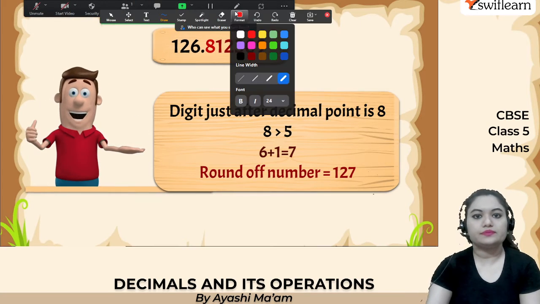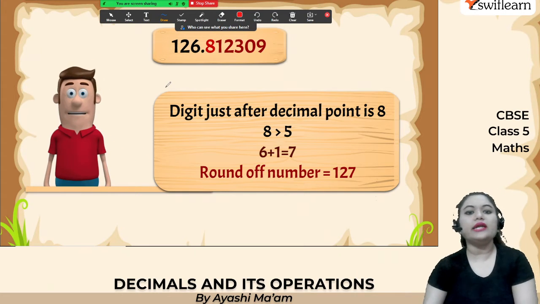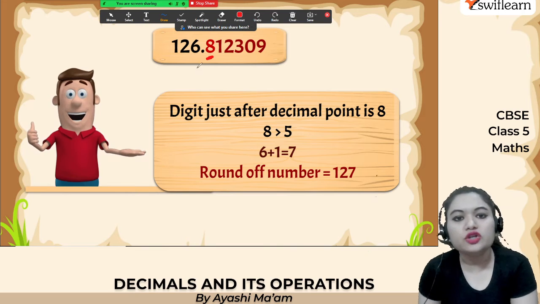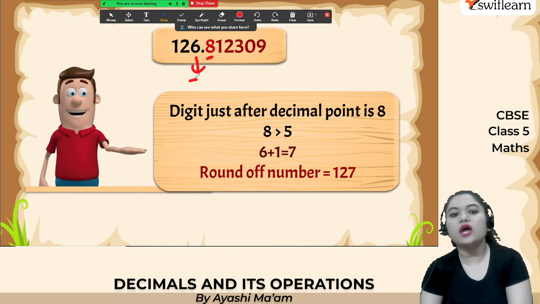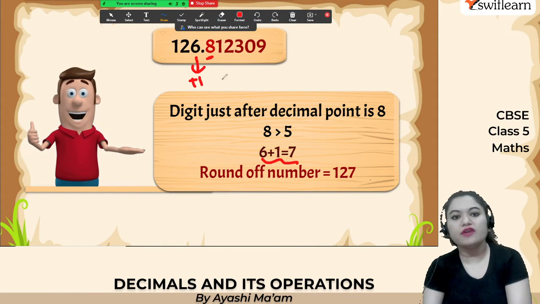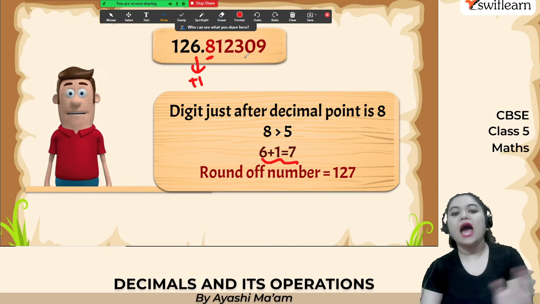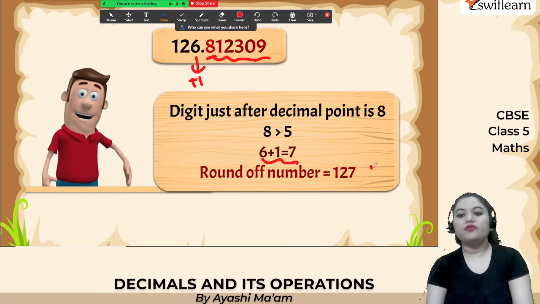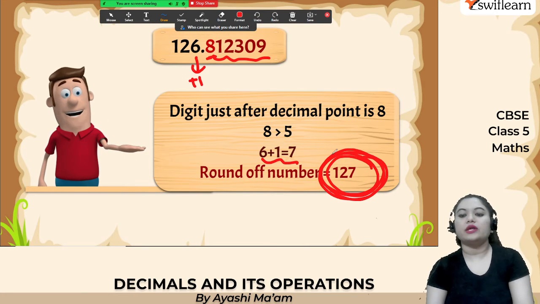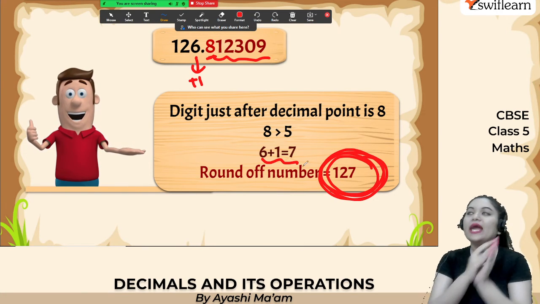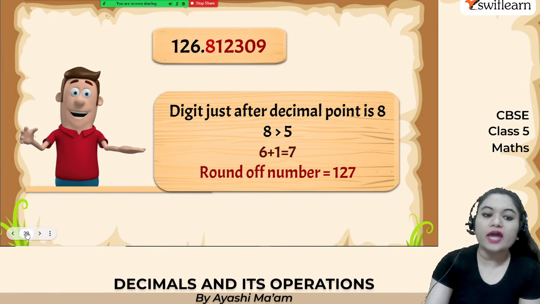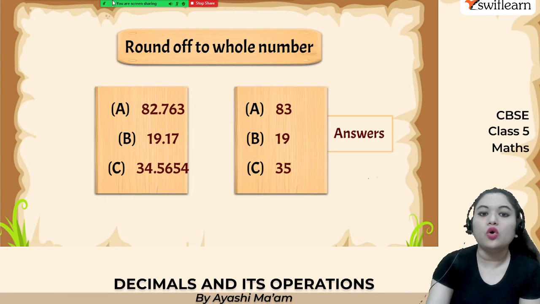See, because we want to turn it into a whole number, right? 8 is greater than 5, so we will do 6 plus 1. To the previous one we will do a plus 1, it will become 7, so it will become 127, and after the decimal point we are turning all these into zeros, then we are getting a whole number. This can be applied to any decimal number when we want to turn it into a whole number.